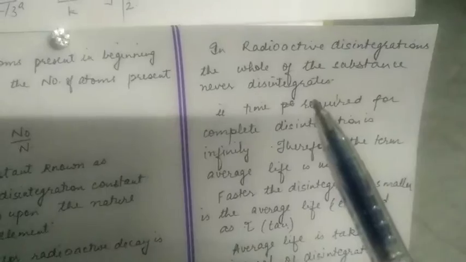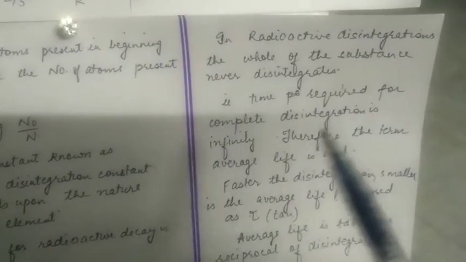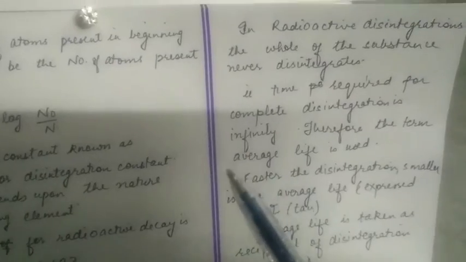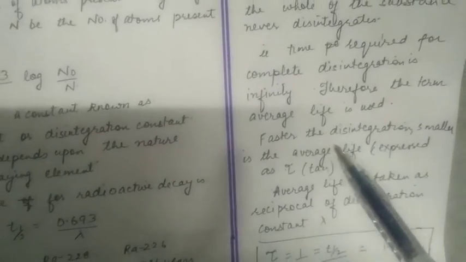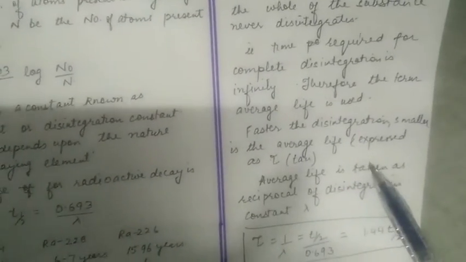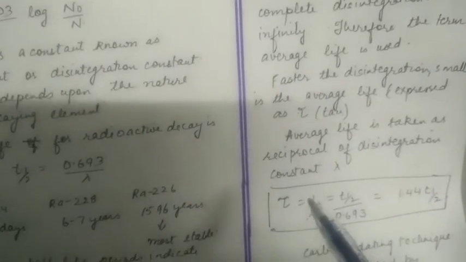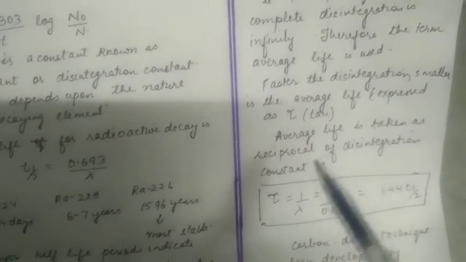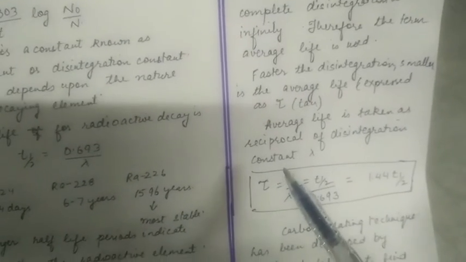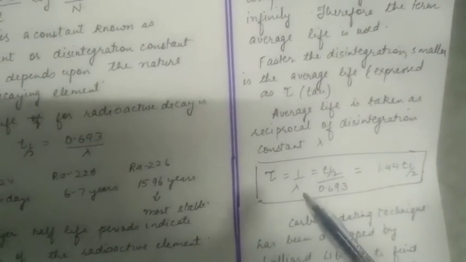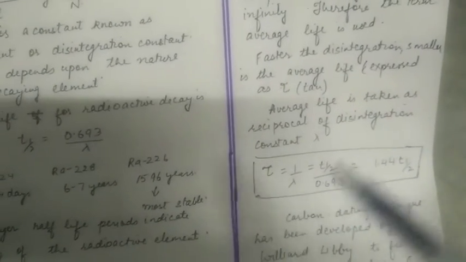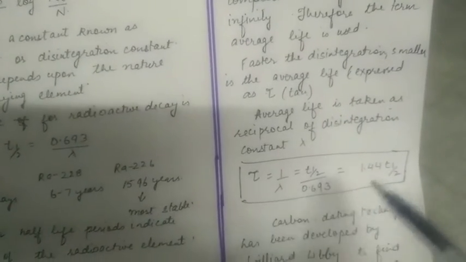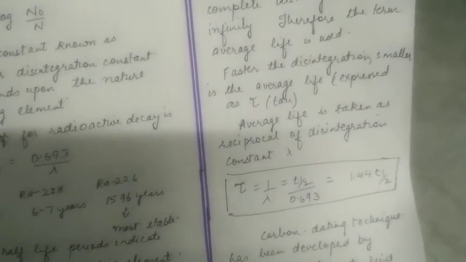In radioactive disintegrations, the whole of the substance never disintegrates. That is, the time required for complete disintegration is infinity. So instead of saying its life, we use the term average life. It is represented by tau. The faster the disintegration, the smaller is the average life, and tau is equal to 1 by lambda. Average life is taken as the reciprocal of the disintegration constant lambda. So tau is equal to 1 by lambda, which is equal to T half upon 0.693. Reversing the expression for lambda, on solving this comes out to be 1.44 T half.